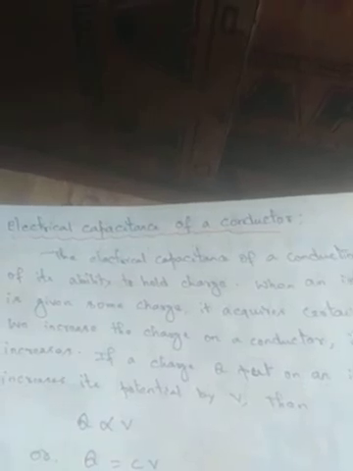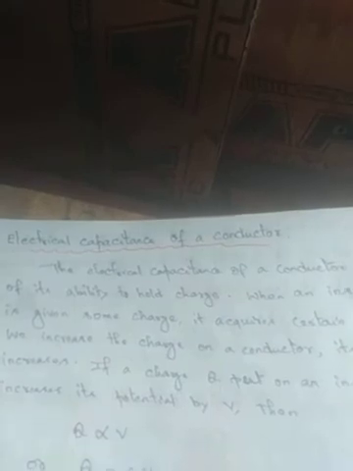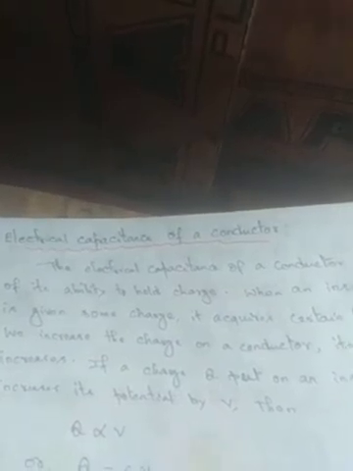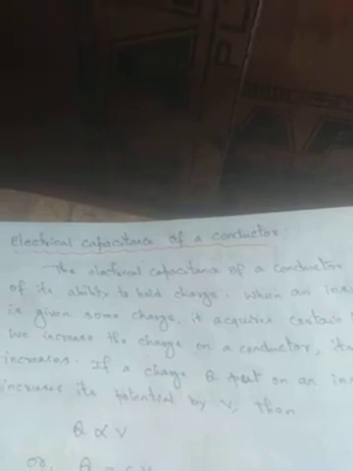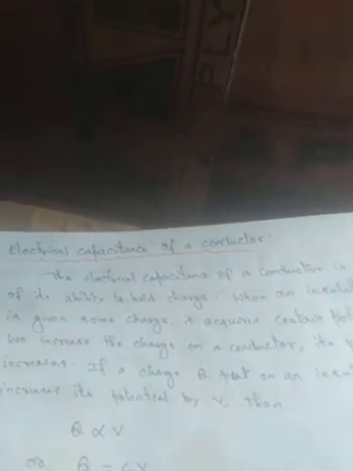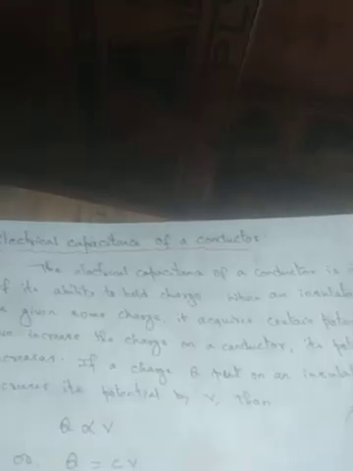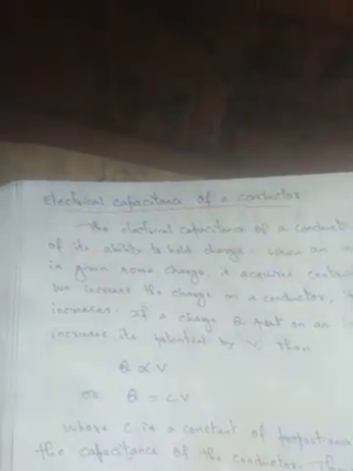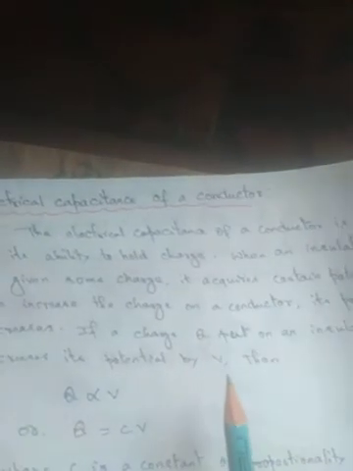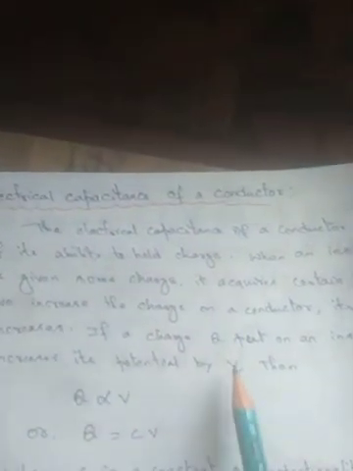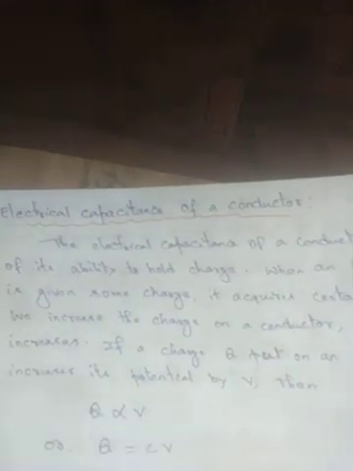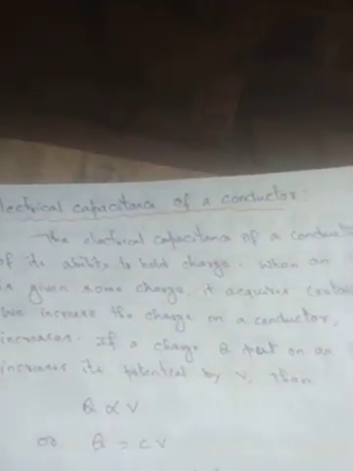Similarly, when a charge is given to a conductor, the potential of the conductor will increase. It is just like water added to a tank increases its level. So similarly, a charge given to a conductor will increase its potential. If a charge Q is added to a conductor, and the potential at any instant is V, then we can say that this Q is directly proportional to V.